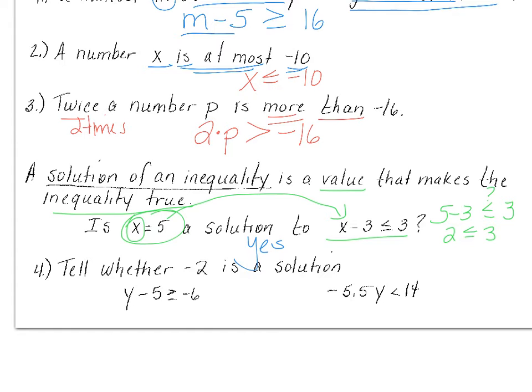Look at number 4. It says tell whether negative 2 is a solution here. This means we want to replace y with negative 2. So plug it in. You know that commercial, plug it in, plug it in. That's what we're going to be doing here. Check it. Okay, so we got to do keep change opposite here. Yay! So negative 2 plus negative 5 is negative 7. Is that greater than or equal to negative 6? Which one's closer to 0?